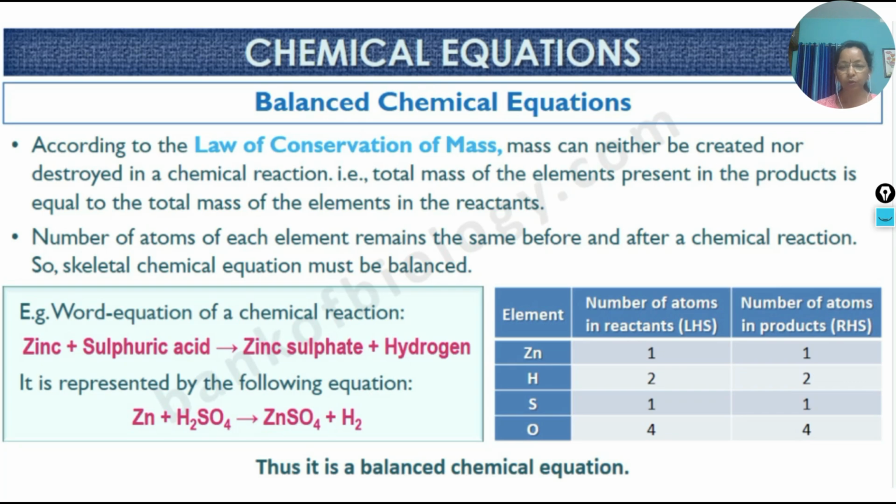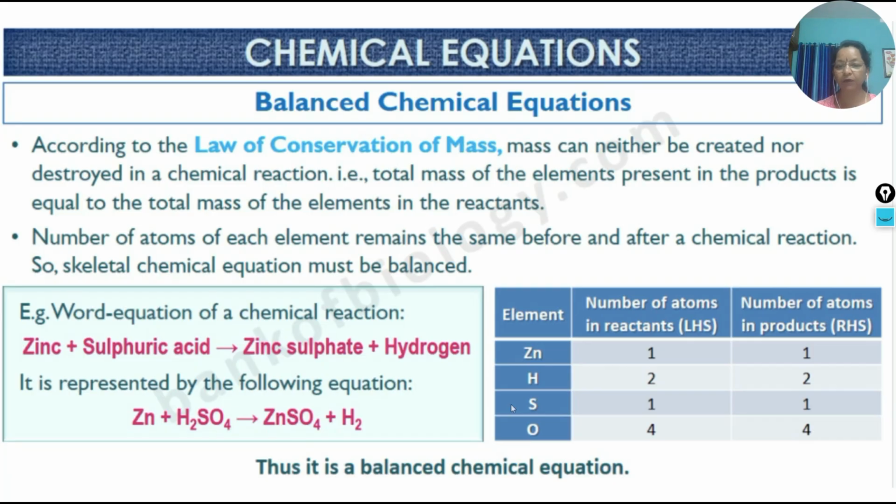So we don't have to worry about zinc, but when it comes to hydrogen, hydrogen is also 2 on the LHS, and here we have 2. Then comes sulfur, 1 each. Oxygen is 4 on the LHS and 4 on the RHS. See, so here it is written for both. Now all the elements are equal on both sides. So the skeletal equation itself is a balanced equation. Thus it is a balanced equation, and we don't have to go further in balancing it.